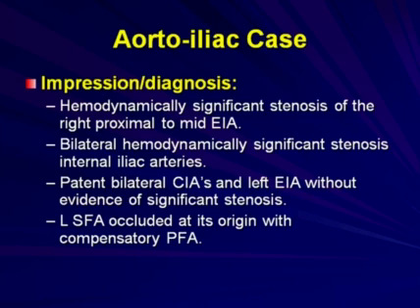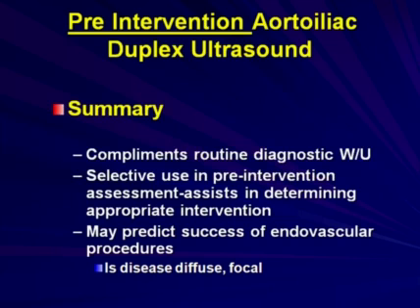The impression on a case like this would be hemodynamically significant stenoses of the right proximal to mid external iliac. Remember, we had that very high velocity with poststenotic turbulence. Bilateral internal iliac or hypogastric stenosis. Bilateral patent common iliac arteries and left external iliac artery without any hemodynamically significant stenosis, the occluded left SFA with the compensatory profunda or deep femoral.